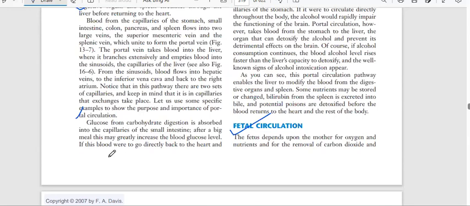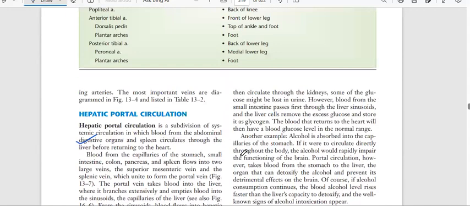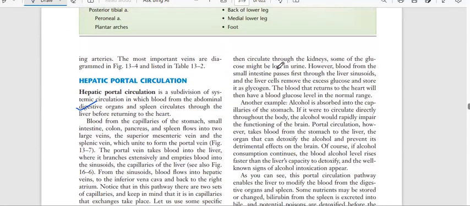What will happen when glucose from carbohydrate is digested and absorbed into the capillaries of the small intestine after a big meal? This may greatly increase the blood glucose level. If this blood were to go directly back to the heart and then circulate through the kidneys, some of the glucose might be lost in urine. However, blood from the small intestine passes first through the liver sinusoids, and the liver cells remove the excess glucose and store it as glycogen. The blood that returns to the heart will then have a blood glucose level in the normal range.